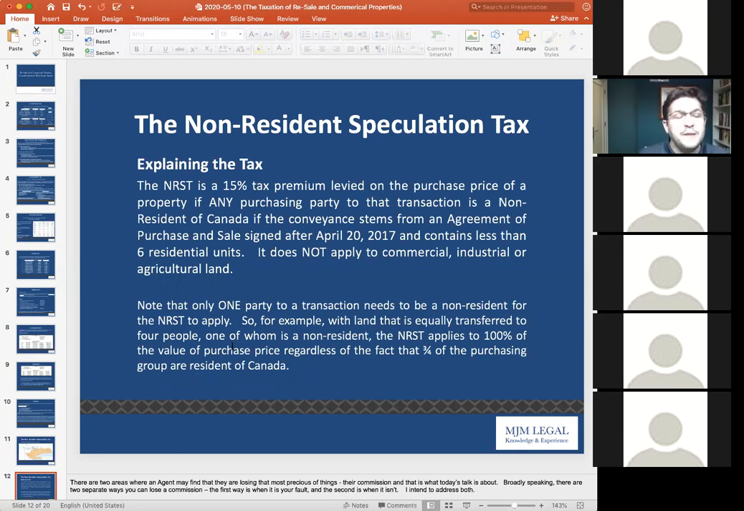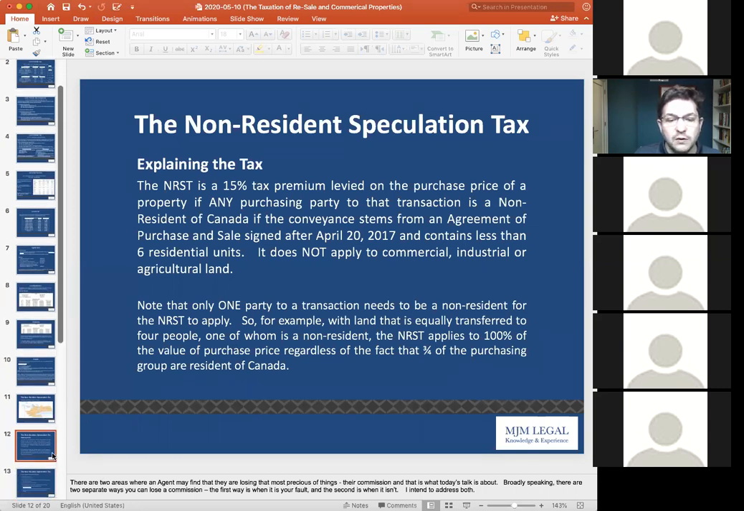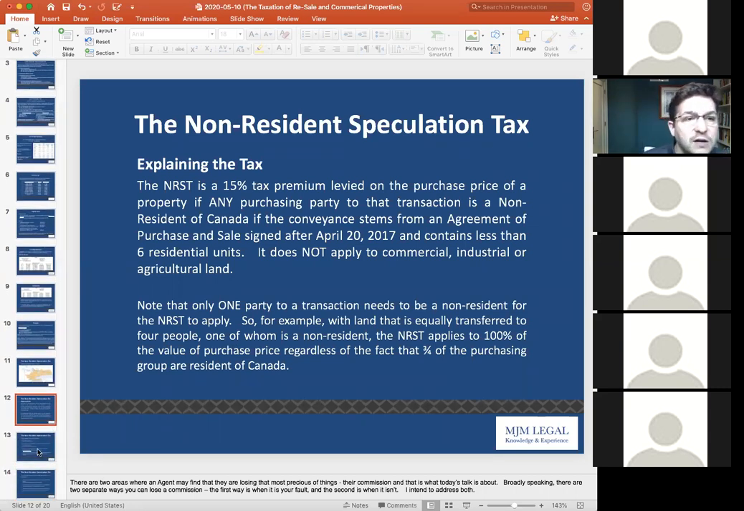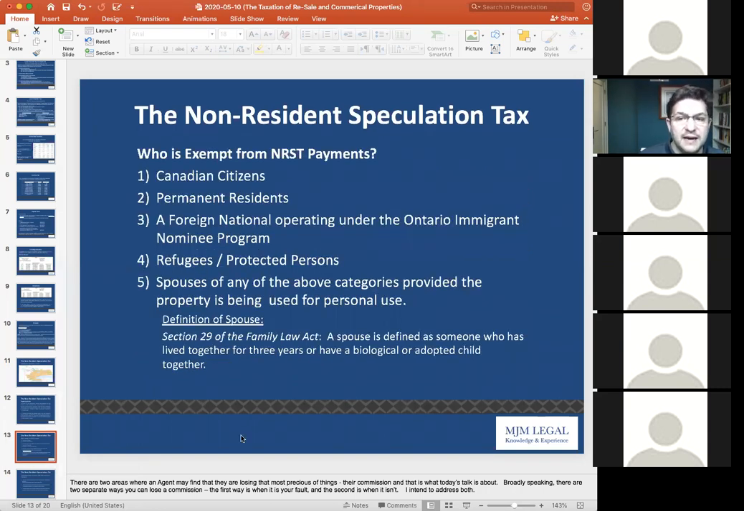Now, let me talk about a couple of things. First of all, sometimes you acquire the property with more than one person. If even 1% of the property is owned by a non-resident, then the NRST applies on the entire price, 15%. So it's really critical, because it's a 15% tax, that we understand the laws and understand what qualifies and what does not for the NRST. So everyone has to pay the tax. That's the way the legislation reads, unless you are exempt.